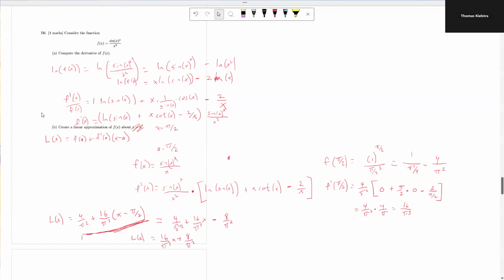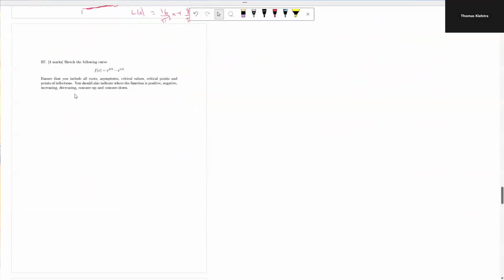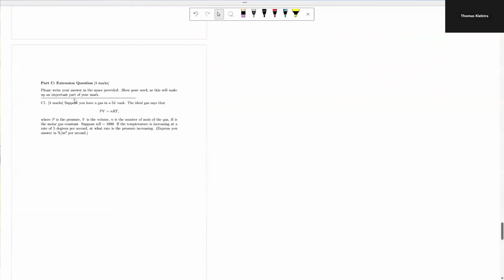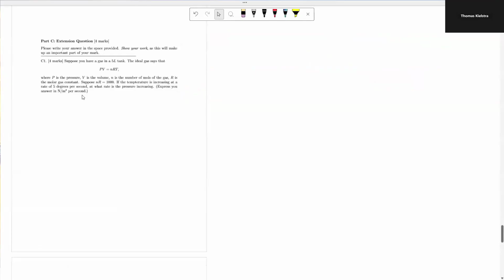So instead of going to B7 now, we're going to jump down to C1. B7 is our curve sketch, and we'll do that last. In this question, we suppose we have a 5-liter gas tank. The ideal gas law is given by PV equals nRT, or your pressure times volume equals n times R, our molar constant, times our temperature T, which is in Kelvin here.